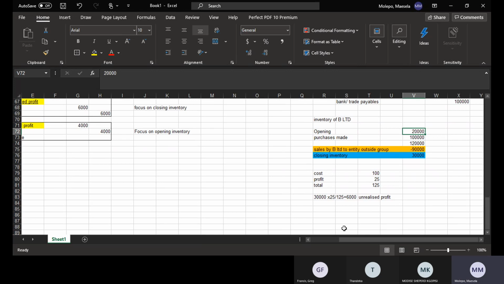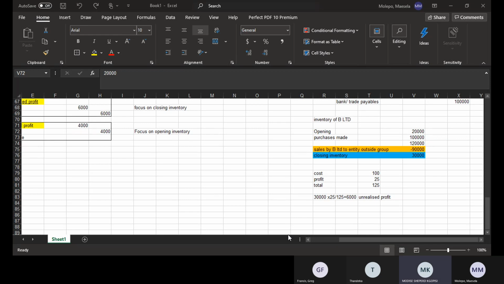Are we clear so far, especially with the first line? I know it might be confusing. Tandeka? Tandeka?